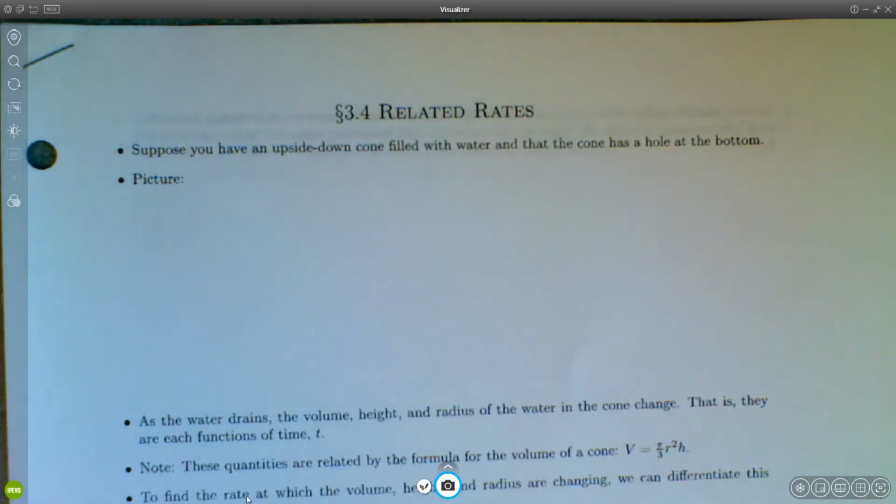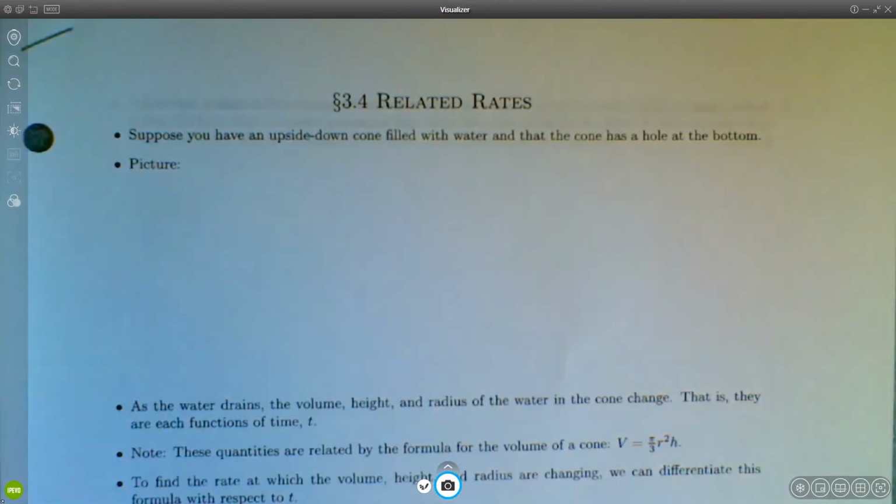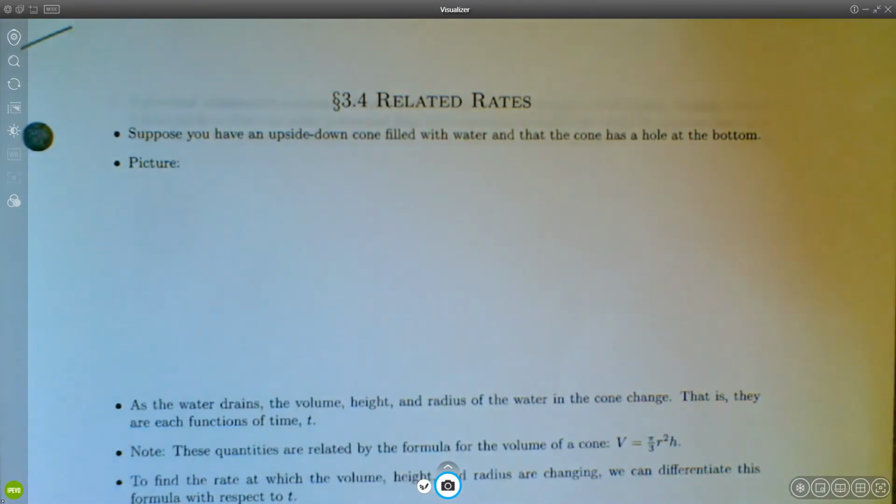Alright, so the topic of discussion in 3.4 is related rates. So this is going to be a little bit of applications of derivatives. So let's get started. As a way to introduce this concept, let's consider the following scenario.